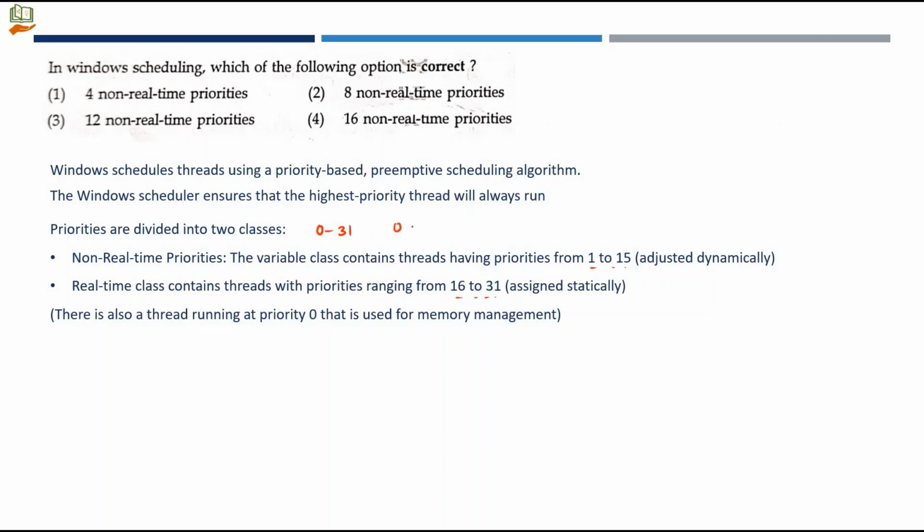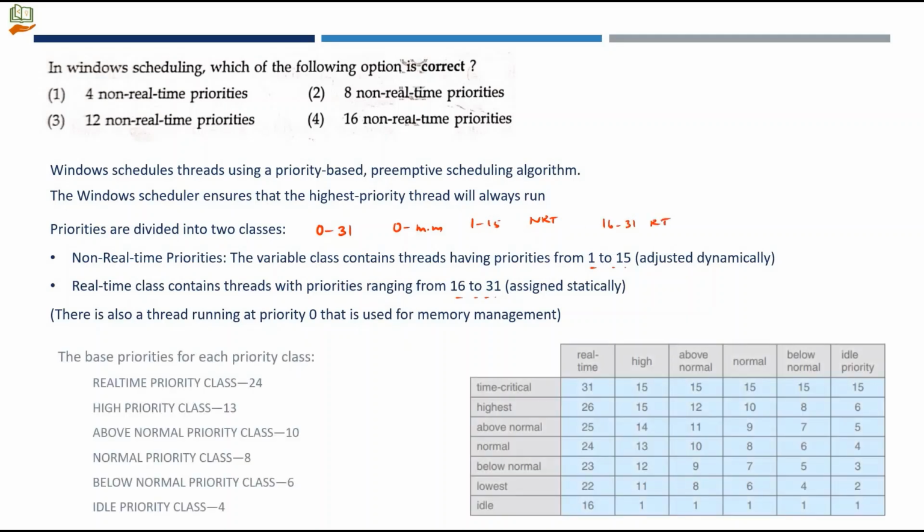In that 0 is for memory management, 1 to 15 is for non-real time, and 16 to 31 is for real time. The base priorities for each priority class are real-time priority class, high priority class, above normal priority class, normal priority class, below normal priority class, and idle priority class. Here they have tabulated some values.